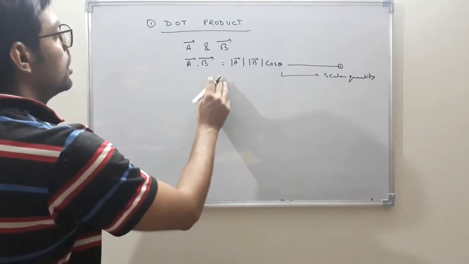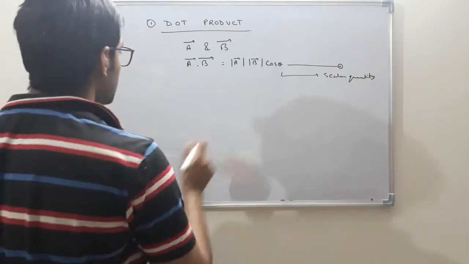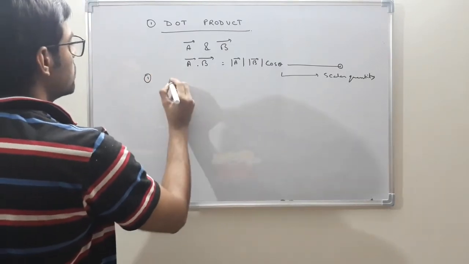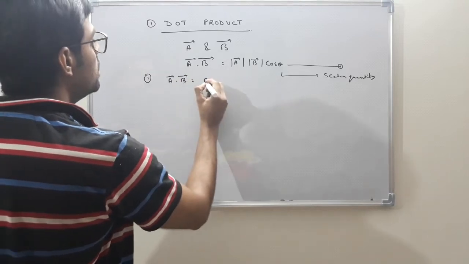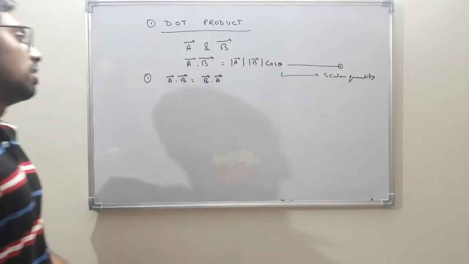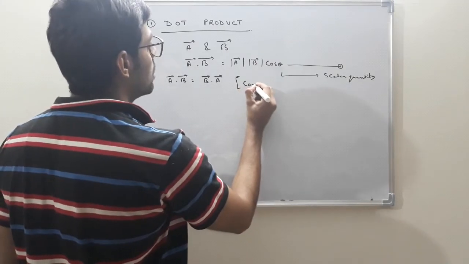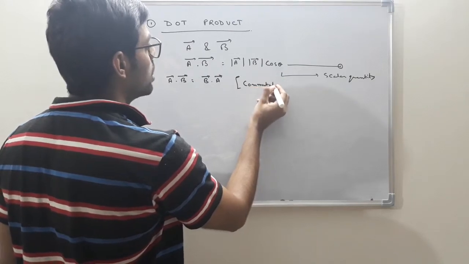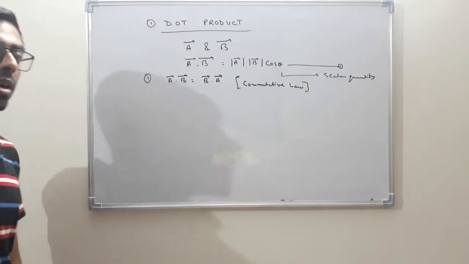Now we have to remember some points regarding this dot product. What are these points? Number 1, A dot B is equal to B dot A always. A dot B equals B dot A. Therefore, this dot product holds the commutative law.